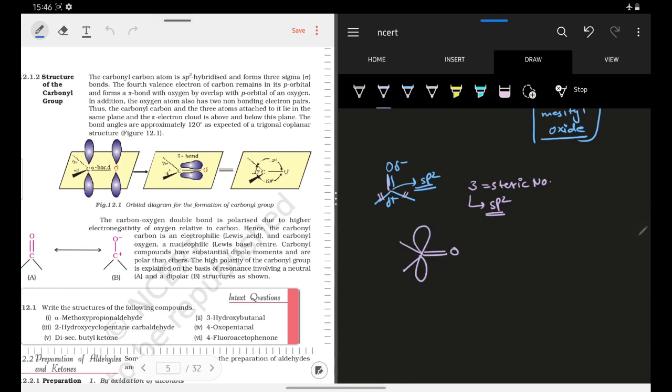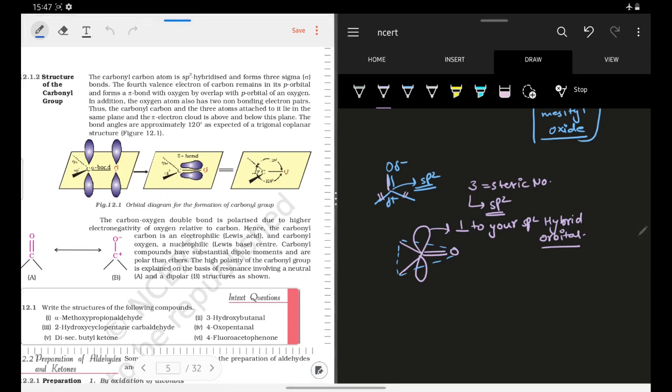This is your p orbital, and we know that an sp2 hybridized carbon atom is planar in nature. So these groups will be planar, and this p orbital would be perpendicular to the plane of your sp2 hybrid orbitals. This much we know, that this is the structure of your carbonyl compound. This is what they have shown here also.